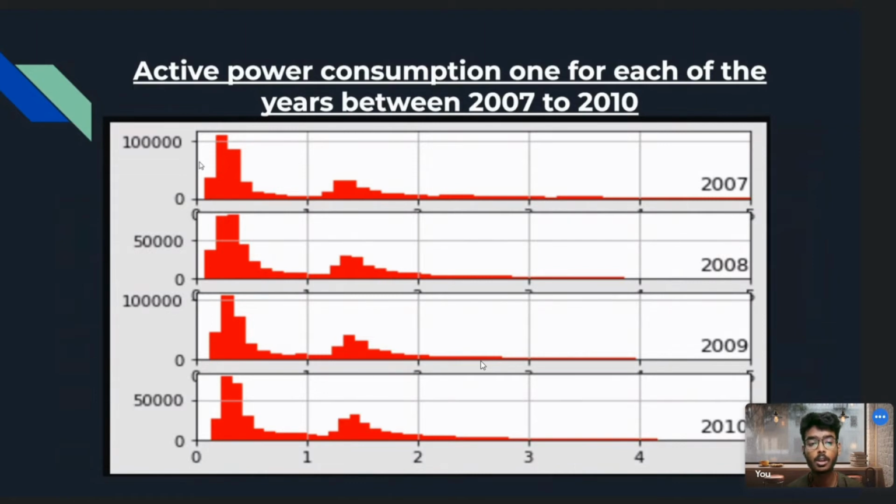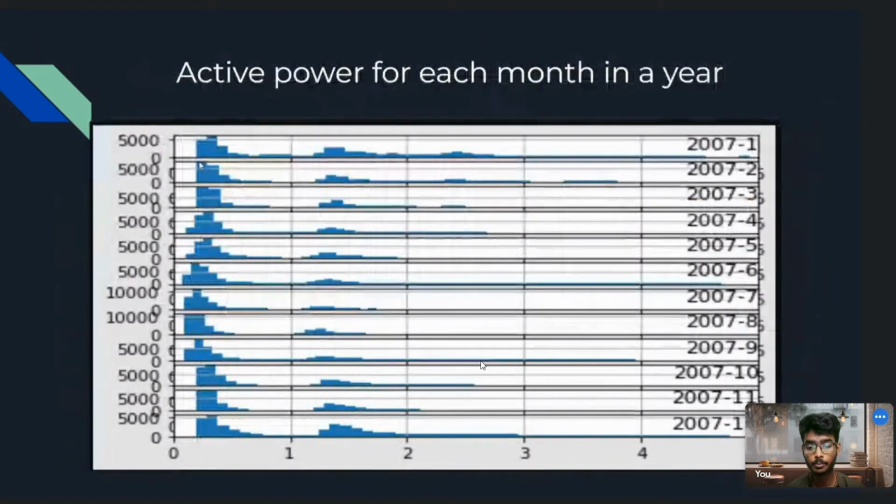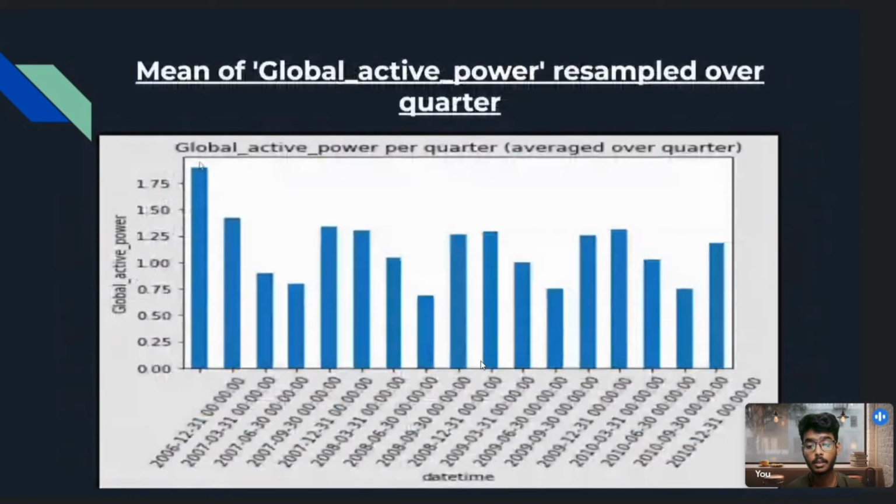Now considering the next histogram below, we plotted the distribution of the active power for each month of the year. The data distribution for each month seems quite similar with quite a few differences. The peaks are shifted up for the colder months due to more power consumption from the more use of heating devices, and down for the warmer months. The graph itself explains the consumption and how it varies accordingly. Going further, we have also plotted the graph of the mean of global active power resampled over a quarter.